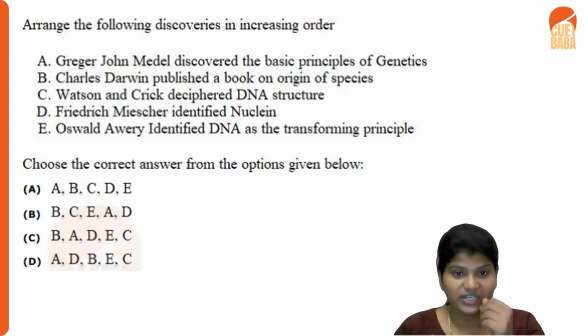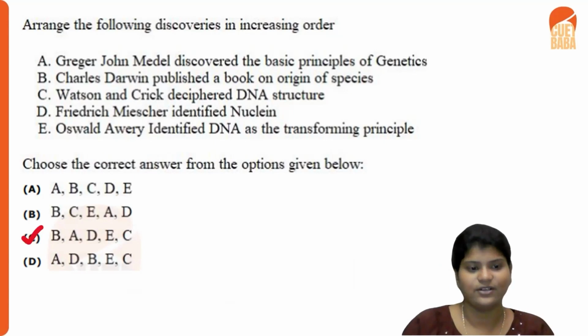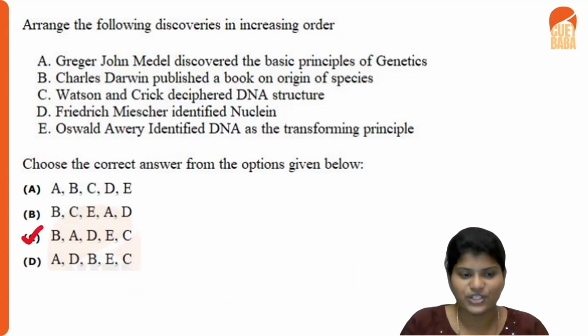Friedrich Miescher discovered nuclein. Oswald Avery identified DNA as a transforming principle. So this is the order. We need to arrange it in the correct increasing order. So the first one is Charles Darwin, the Origin of Species book.